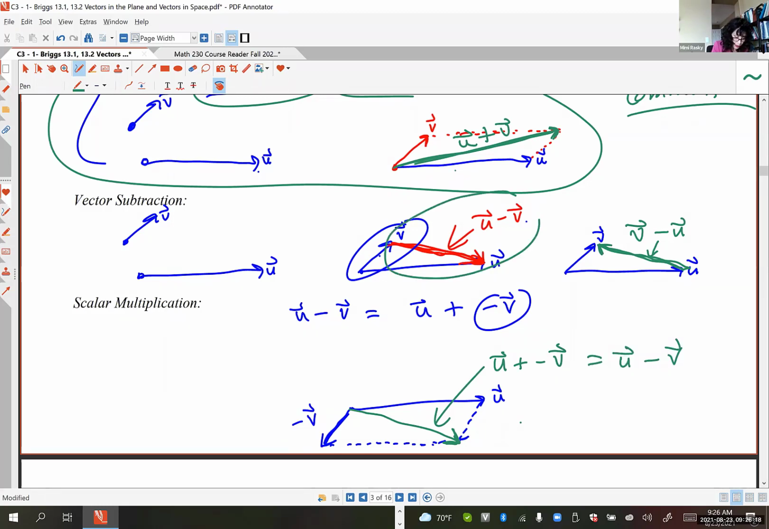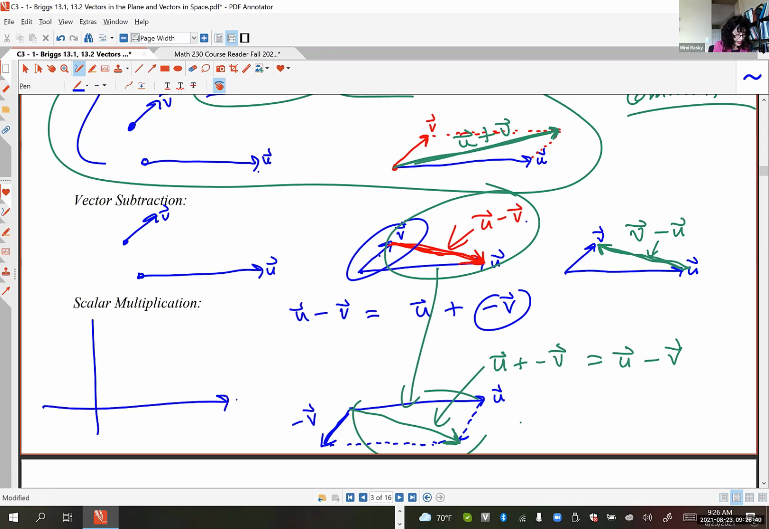So this vector and this vector are the same. They're both pointing a little bit down and to the right, and they have the same magnitude. So u minus v, same as u plus negative v. Okay, and we're done with vector subtraction. Now, what about scalar multiplication? What of it? It's cool because it allows you to stretch or shrink a vector.